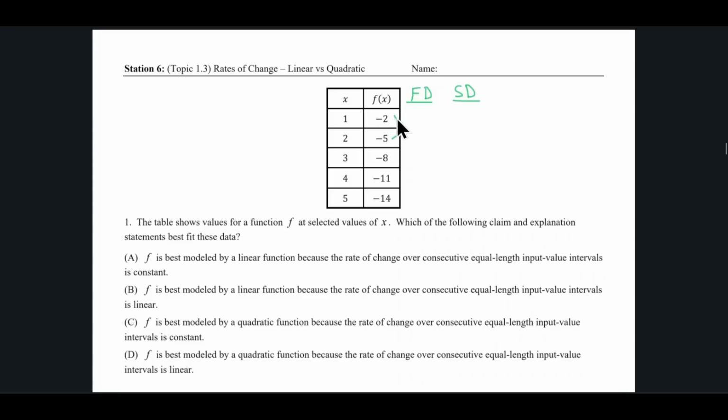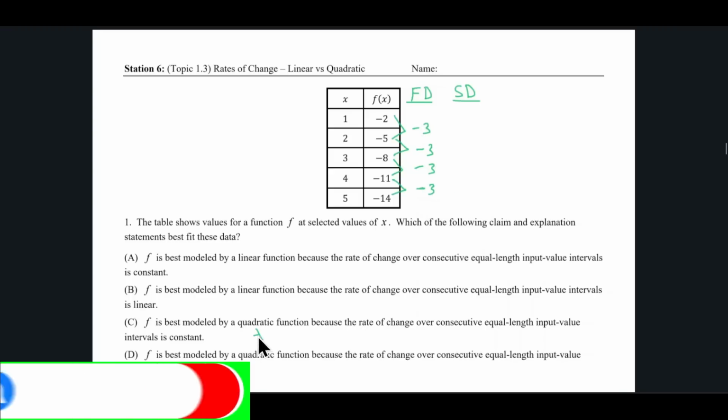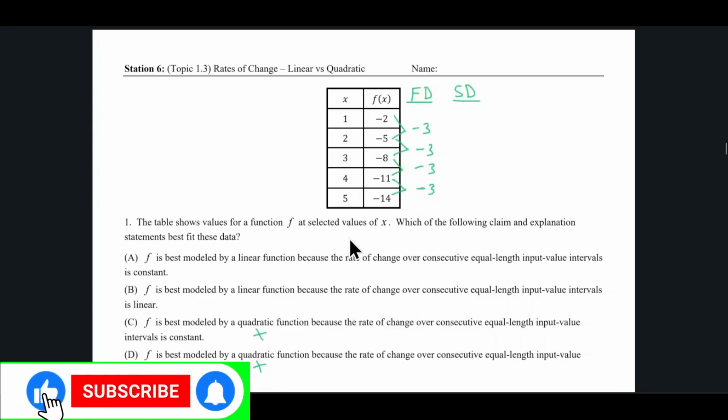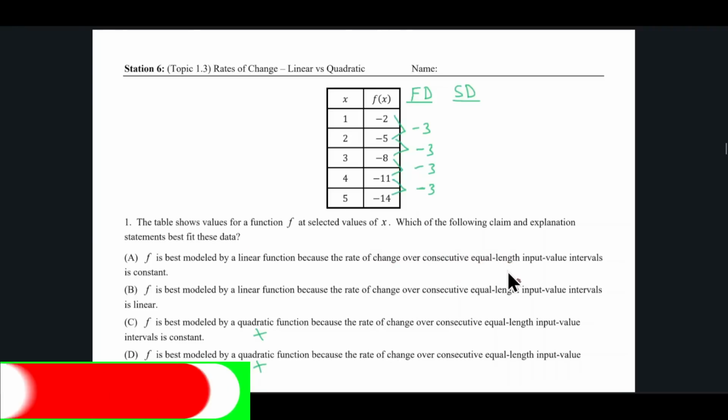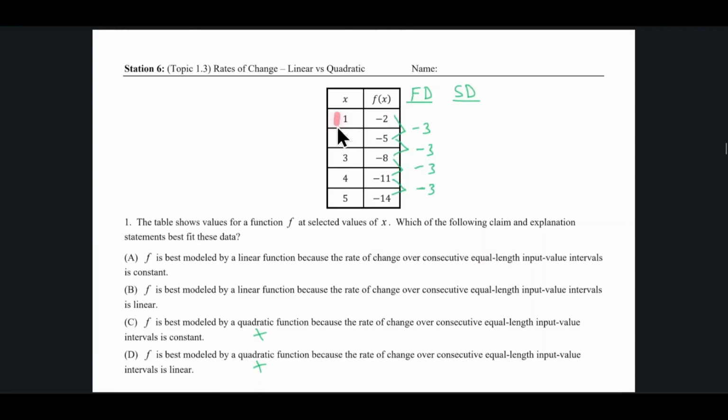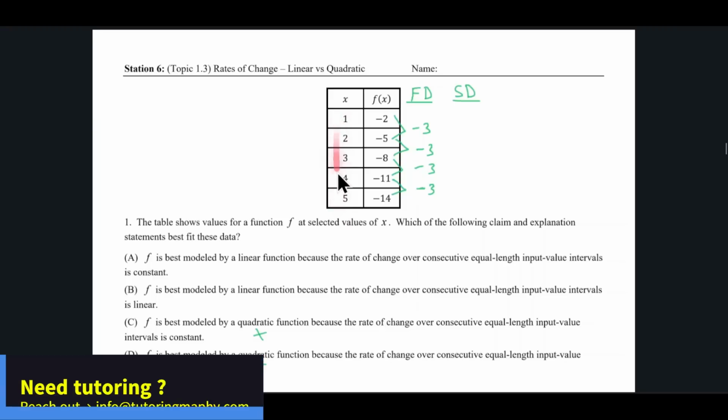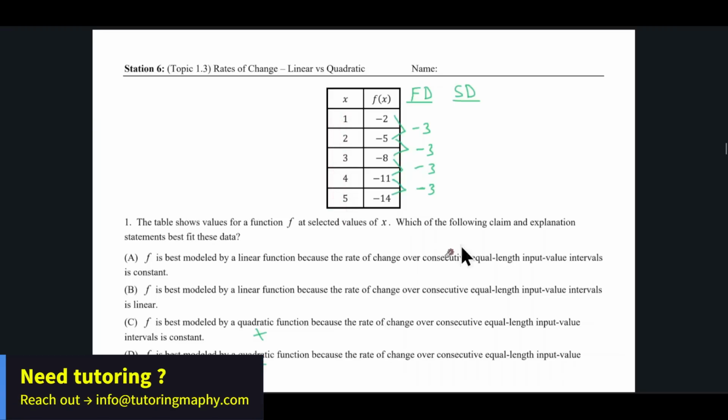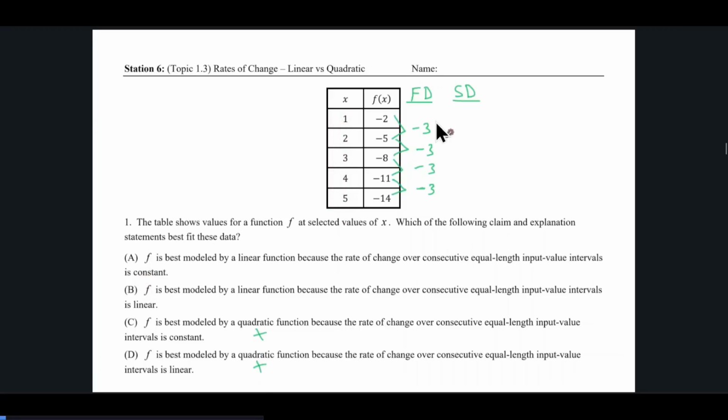So -5 minus -2 is -3. This is -3. This is -3. Well, we have a winner already. The first difference is the same, so definitely it's not quadratic. Now, why is it linear? Because the ROC over consecutive equal length input values, meaning the x values are increasing by the same gap, is constant. Well, looks like that. Yes, ROC is a constant.